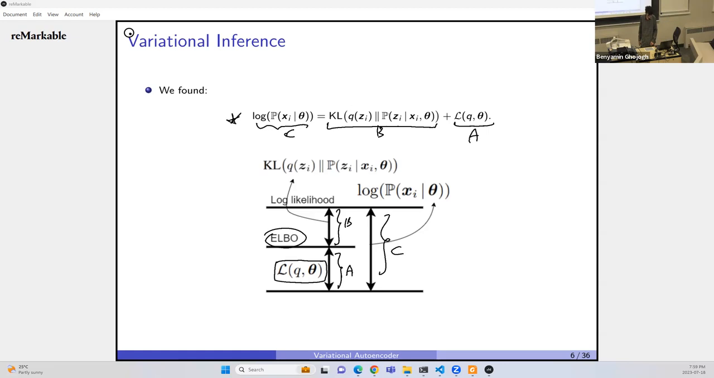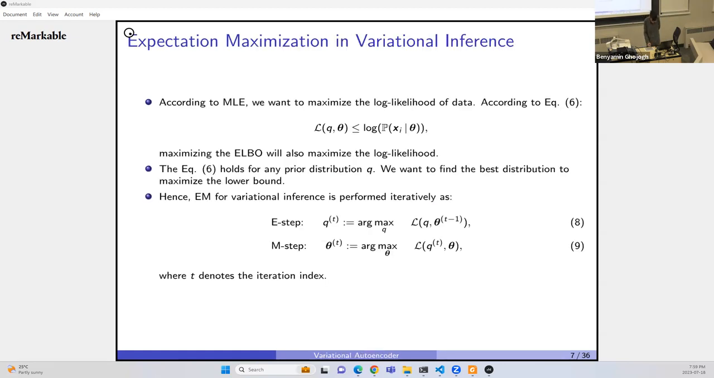But let's see. What do we want to do? We want to do maximum likelihood estimation, right? We want to maximize the likelihood of data. And we know that according to equation 6, we have this lower bound, right? When I want to maximize some function, I can maximize its lower bound. It's a technique in optimization. When you want to minimize some function, you can minimize its upper bound. Okay. So here, rather than maximizing log of P of xi given theta, let me maximize the lower bound, the evidence lower bound. Okay, we want to do that.